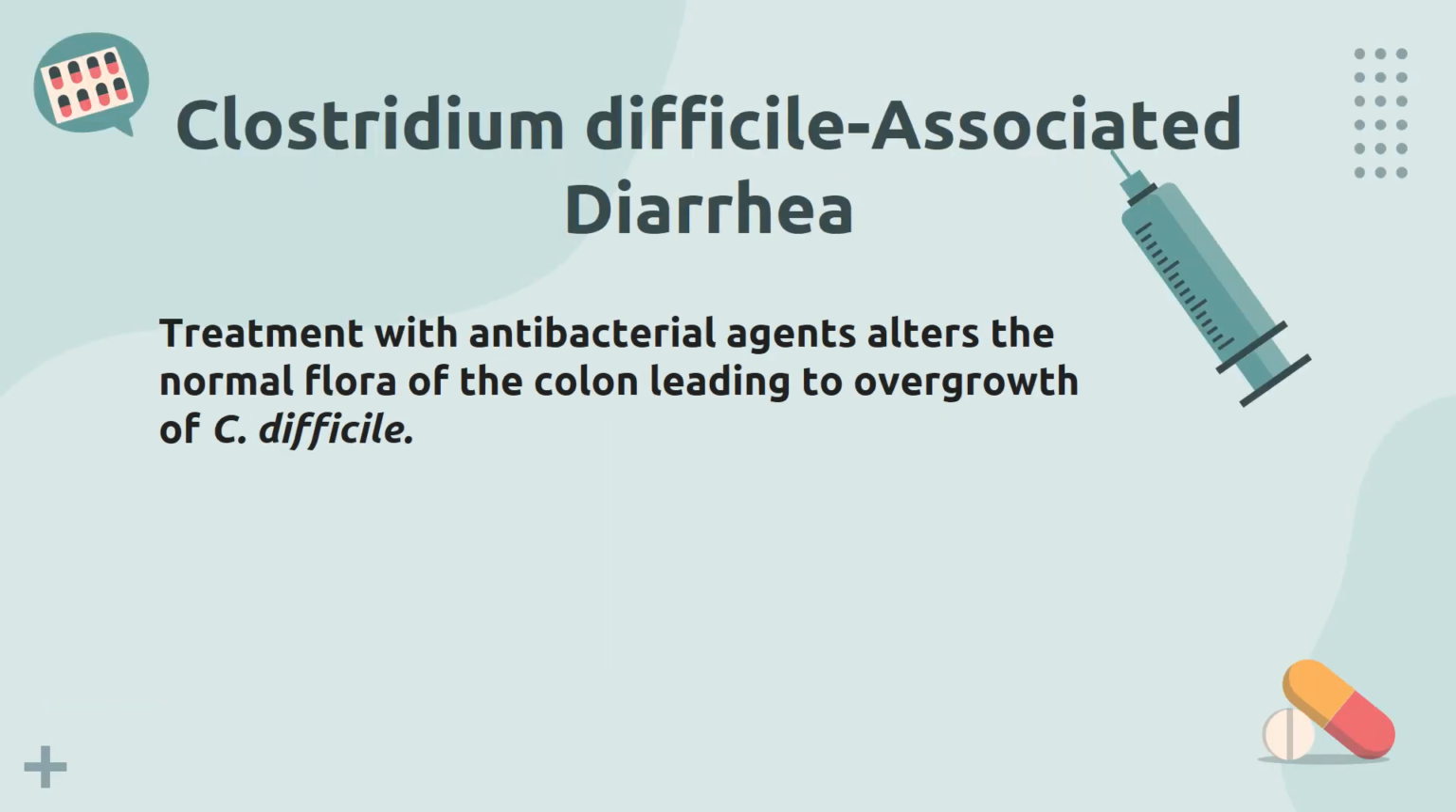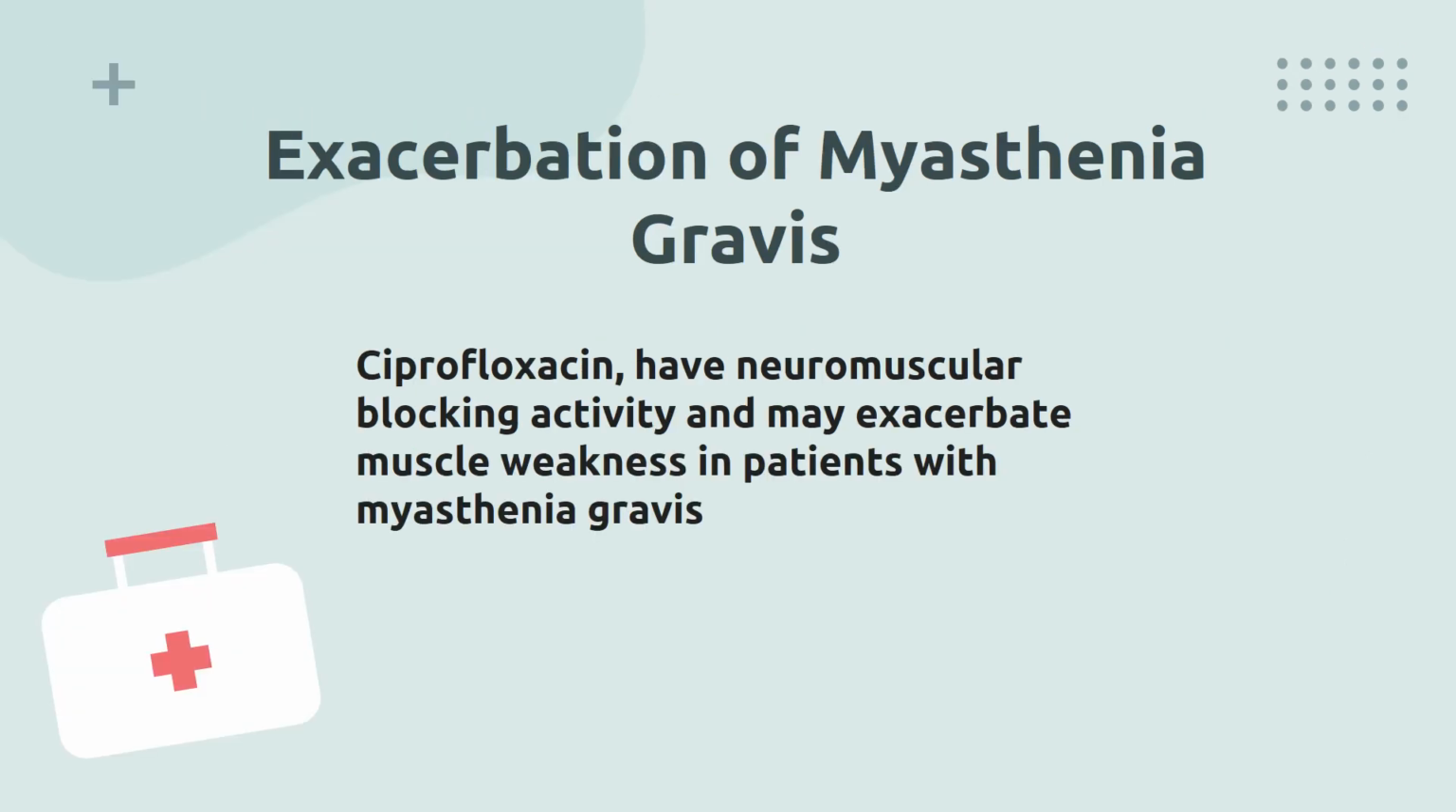Like many other antibiotics, ciprofloxacin can alter the normal flora of the colon, leading to overgrowth of C. difficile and resulting in C. difficile-associated diarrhea. Ciprofloxacin has neuromuscular blocking activity and may exacerbate muscle weakness in patients with myasthenia gravis.